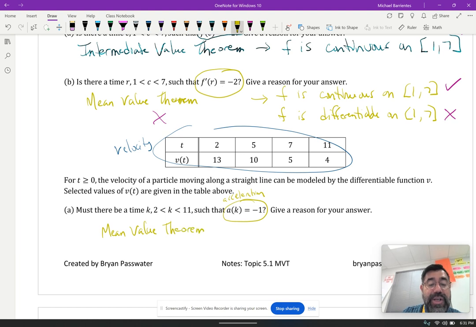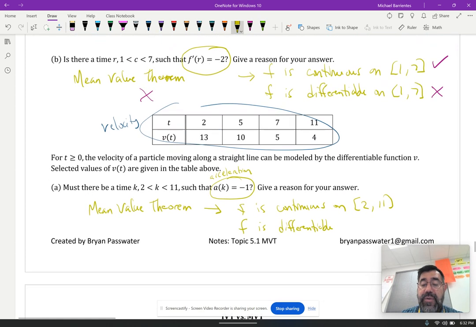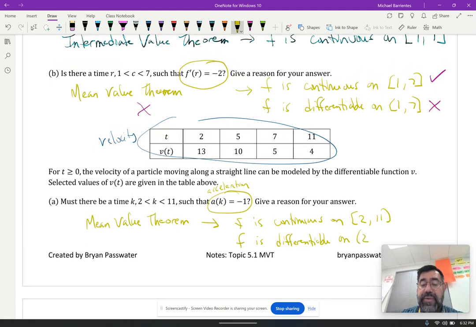And so now we're going to check, are the two conditions met? I need f to be continuous on the closed interval, and the closed interval here would be 2 to 11. And I need f to be differentiable on the open interval, and the open interval would be from 2 to 11 as well. By the way, over here I should have put parentheses around the 1 and the 7 because it's an open interval between 1 and 7.